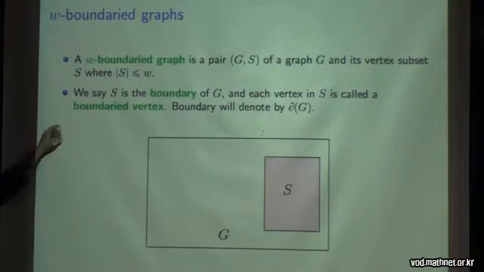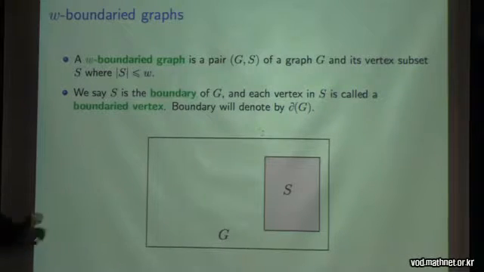So this is just notation. I will call these special vertices the boundary. Yes, G is used with two meanings: it is really a pair of G and S. I should say G and S here, but usually I skip the S in the notation.